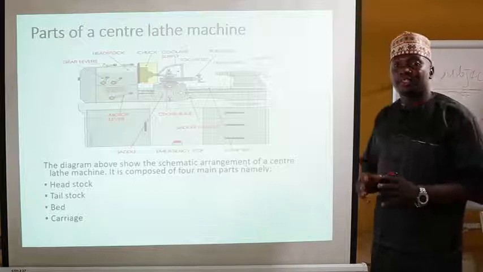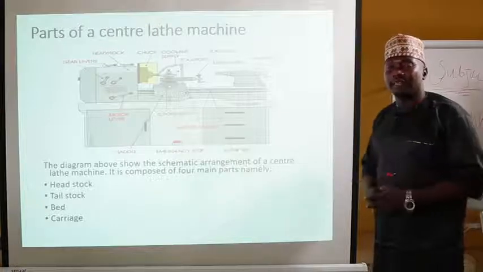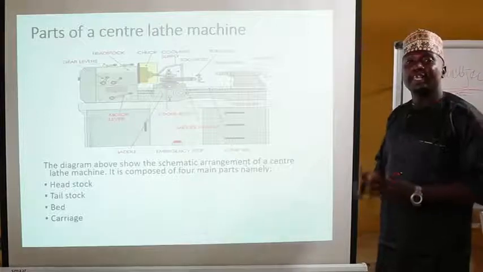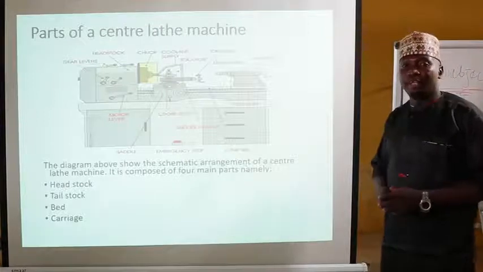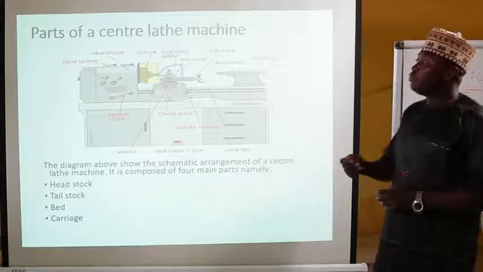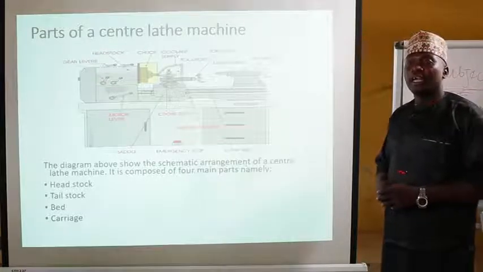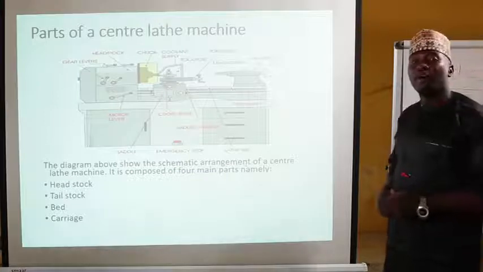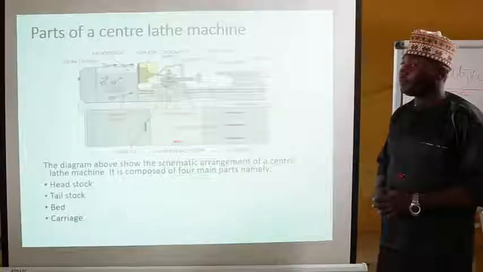The two types that are located in the bed are for the carriage to maintain steadiness while moving, because the carriage moves along the bed. Likewise, the tailstock moves along the bed.